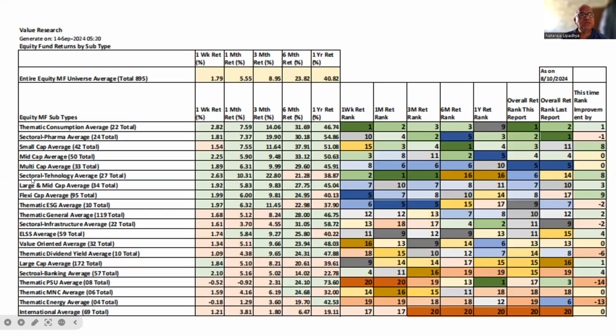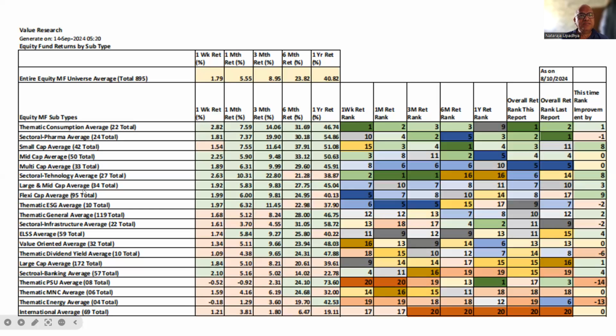Next comes technology funds. Technology funds have been green when it comes to 1 week, 1 month, and 3 months, but below average when it comes to 6 months and 1 year. So overall ranking is 6th. It used to be 14th. So there is a ranking gain by 8 points. That means technology funds have become more favorable now compared to last 1 month.